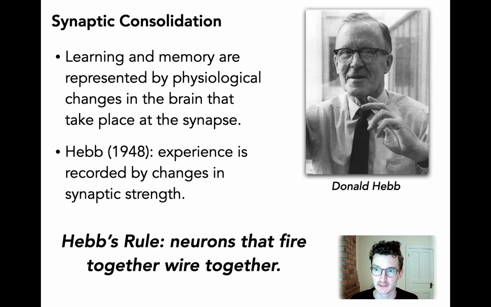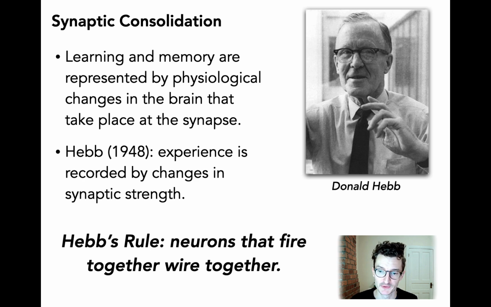When we talk about consolidation, we typically distinguish between synaptic consolidation, which is at the level of synapses, the connections between neurons, and systems consolidation, which is at the level of brain structures, neural networks. In synaptic consolidation, the idea is that learning and memory are represented by physiological changes at the level of the synapse. Donald Hebb, famous behavioral neuroscientist at McGill, working in the 1950s, proposed this idea that new experiences are recorded by changes in synaptic strength.